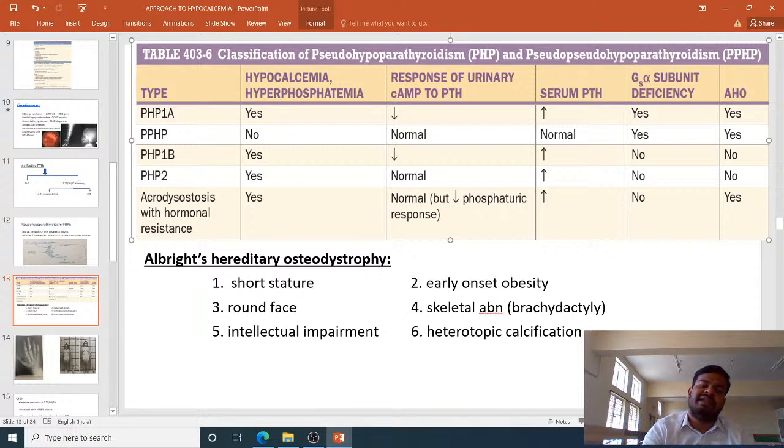Let's describe briefly Albright's hereditary osteodystrophy. The patient will present with short stature, a round face, and intellectual impairment. There will be early onset obesity and skeletal abnormalities like brachydactyly, and heterotopic calcifications are seen. So this is Albright's hereditary osteodystrophy, and some insight on pseudohypoparathyroidism and pseudopseudohypoparathyroidism.